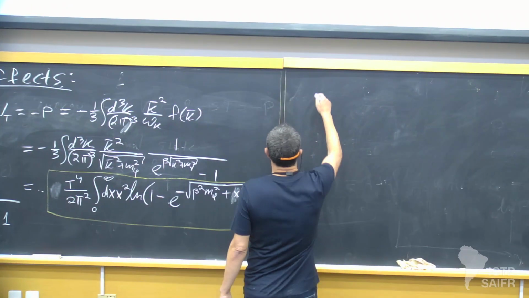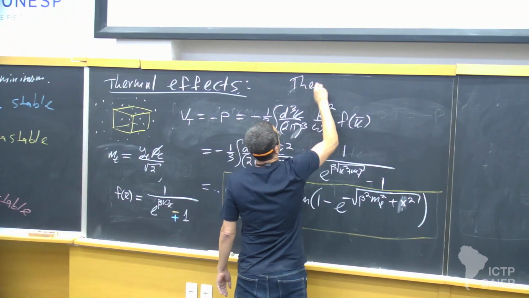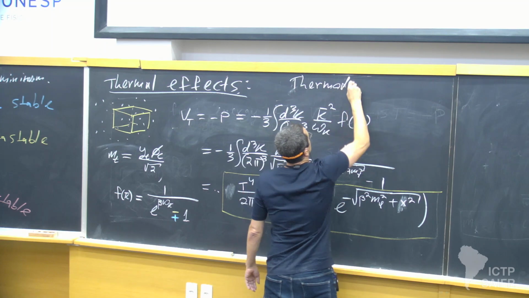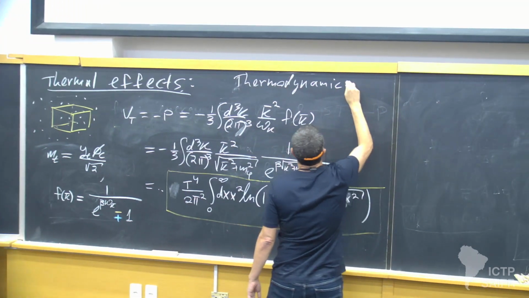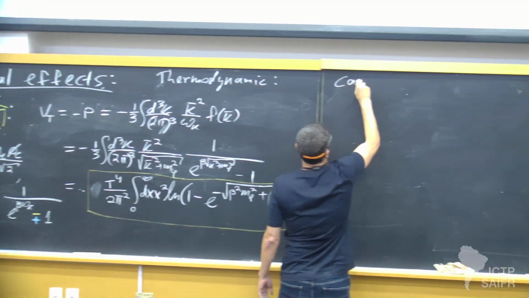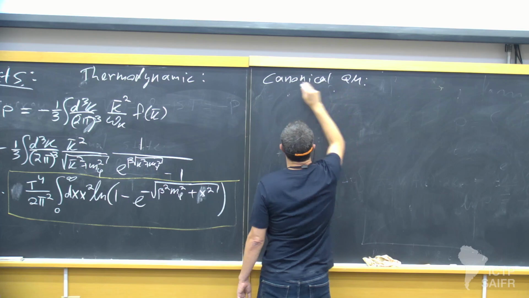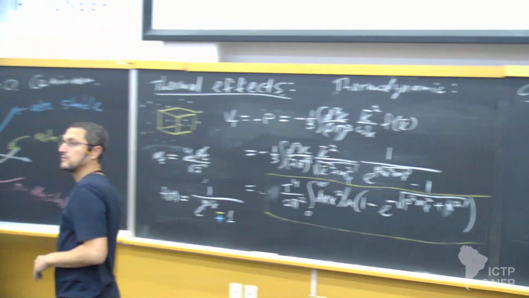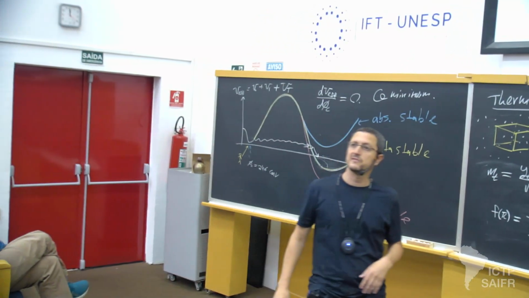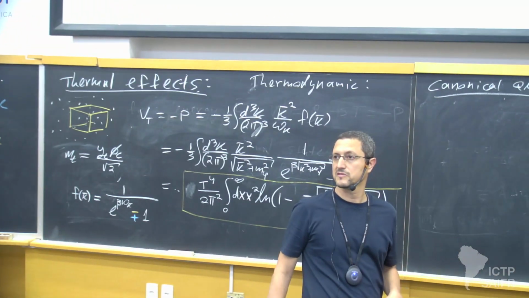So let's rederive this. Let's call what we did here the thermodynamic derivation. And now we will do canonical quantization. I will do it in a way that is similar to the way Vyacheslav Mukhanov does it in his book on cosmology. So if you want to look for a book, look at Mukhanov's book. I like it.